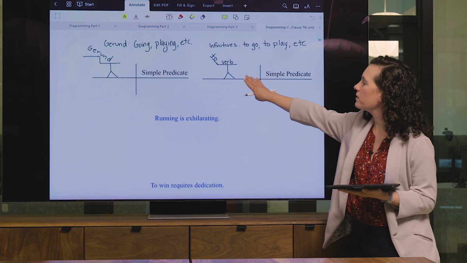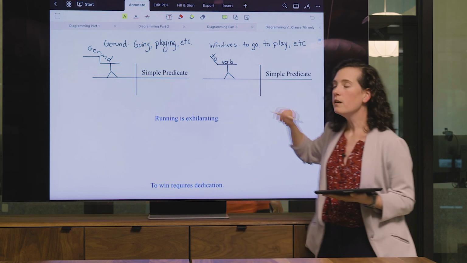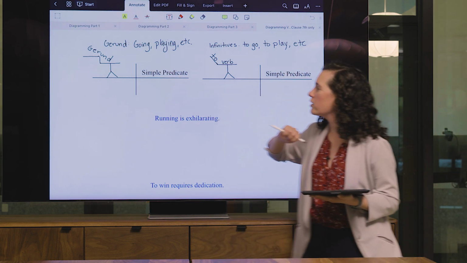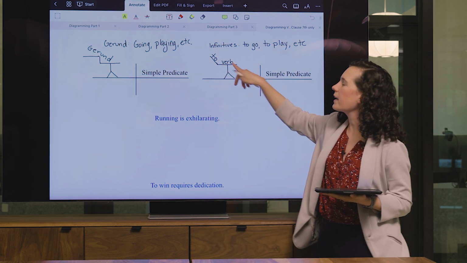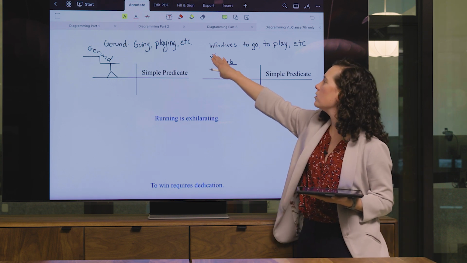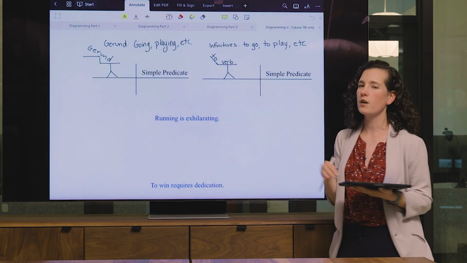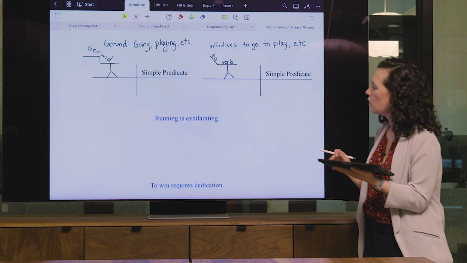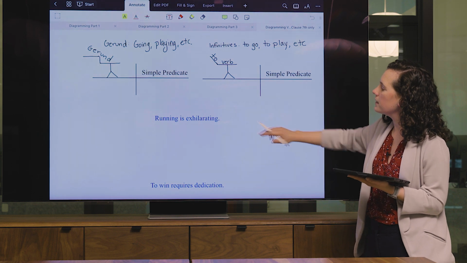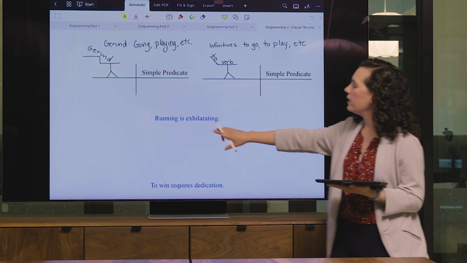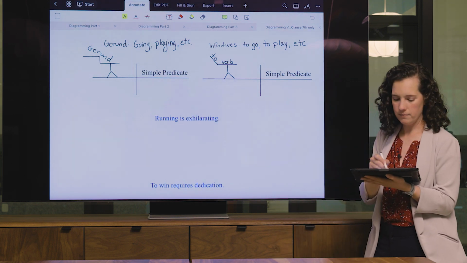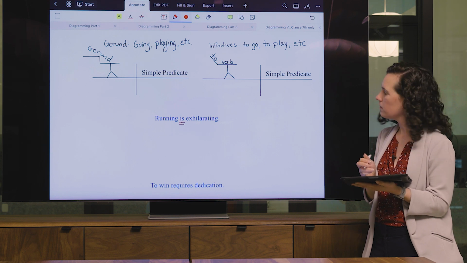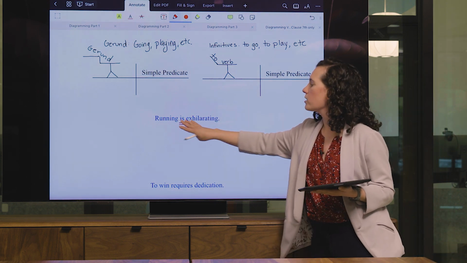Gerunds, you'll notice they're both diagrammed on these sort of stilts. Gerunds have this staircase look, and infinitives almost look like a prepositional phrase with that to on the angled line and the verb on the horizontal line. So let's look here. Running is exhilarating. We have is our verb, and then running is our subject.